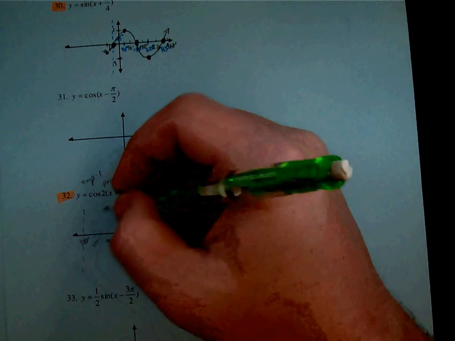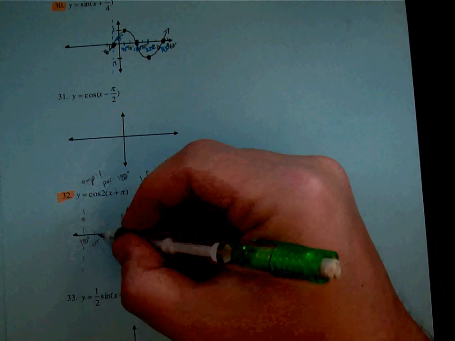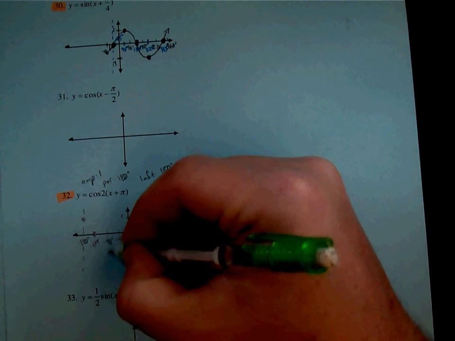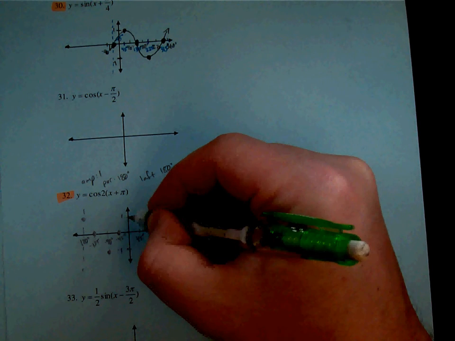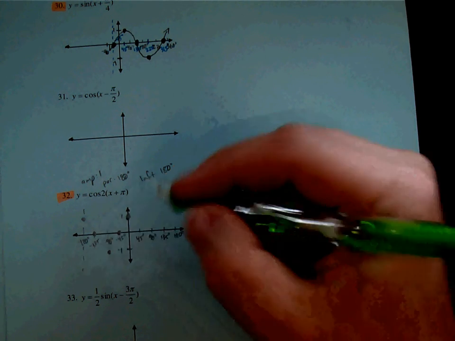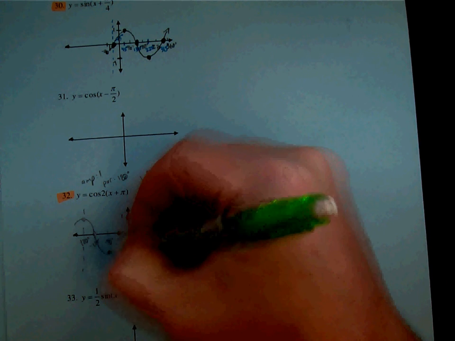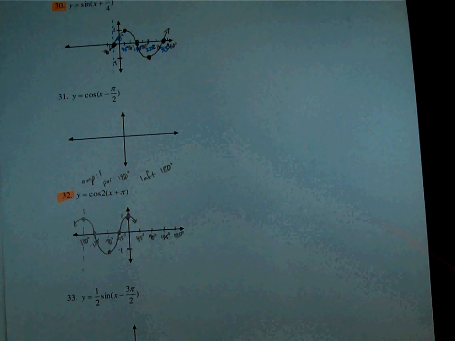It's cosine, it's not flipped, so it starts up at the maximum of 1, so negative 180, 1. Negative 135 will be at the midline, negative 90 will be down at the minimum, negative 45 I'm back up to the midline, and by 0 I'm back up to the maximum. And there we go.